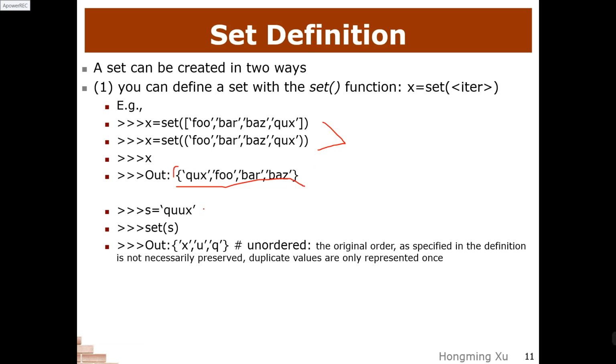It should be noted that if we define a string and put the string as the argument of this function, the output will be a set something like this. Here we can see the string has four characters, but the output set only has three elements. This is because the set elements should be unique, so the repeated u has been deleted. Another thing is that the order does not follow the order in the string, because in the set there is no order.